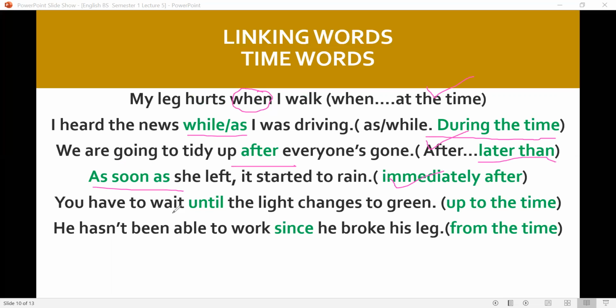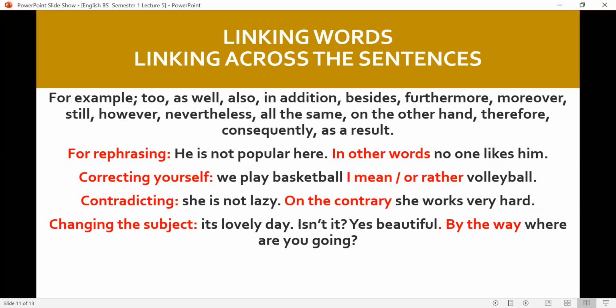You have to wait until the light changes to green, up to the time when it changes to green. He hasn't been able to work since he broke his leg, from the time his leg was broken. These were the meanings of when, while, as, after, as soon as, until, and since. These were time linking words, words which are linked with time.